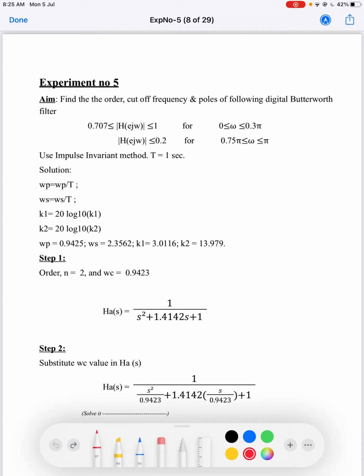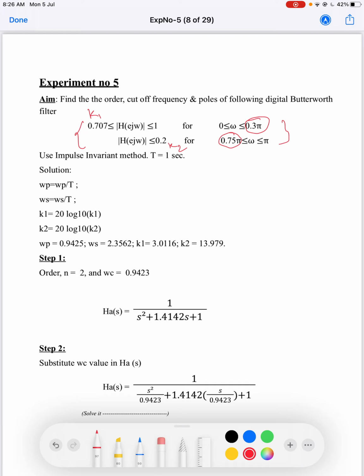Good morning, everyone. Today we'll do experiment number 5 to find the order, cutoff frequency, and poles of the digital Butterworth filter using the impulse invariant method. So these are the specifications. This is your K1, this is your K2, and these are your omega P and omega S.